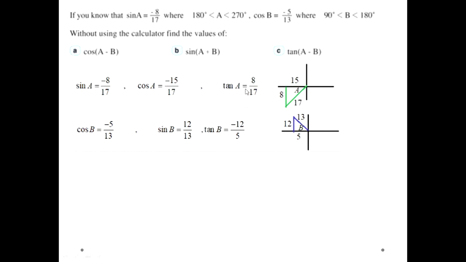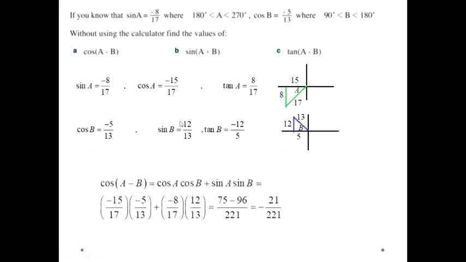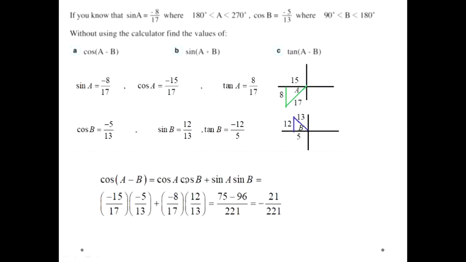Okay, everyone. He told us, without using the calculator, find the value of cosine A minus B. Of course, we have here the law: cosine A minus B equals cosine A cosine B plus sine A sine B. So I think that it is very easy for you. Cosine A minus B, cosine A cosine B plus sine A sine B, and you have all of them. Sine A, sine B, cosine A, cosine B.